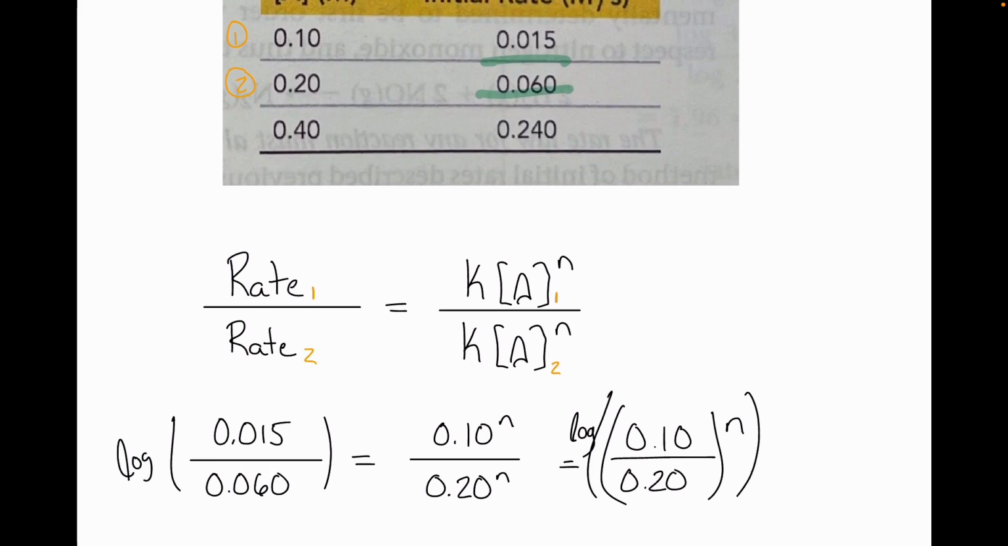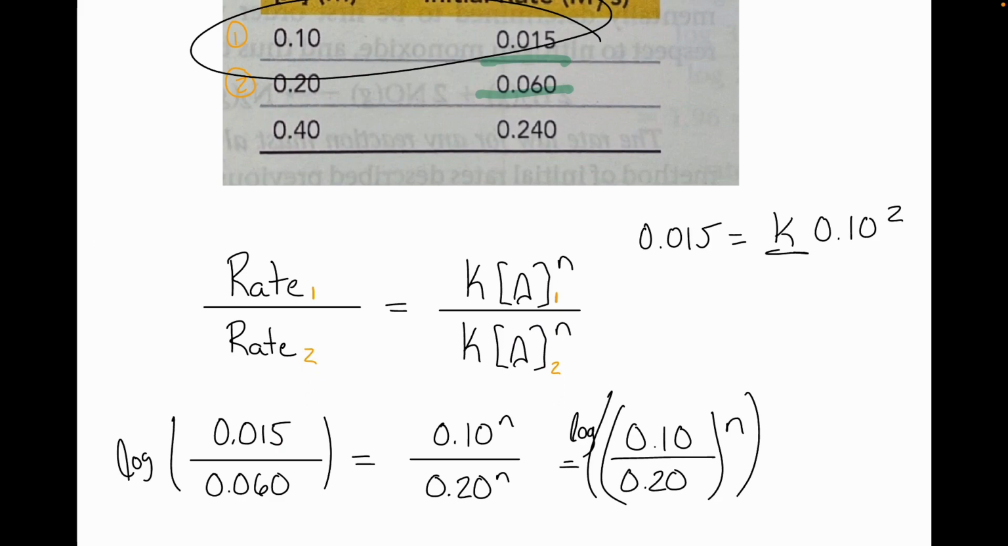All right, real quick. Now that I have my order, I can use this same data and actually solve for the rate constant k, right? Now that I have my order, I can pick one data point, 0.015 equals k times 0.10 squared, because I know my order, and that can allow me to solve for my rate constant k. So we can find both the order and our rate constant from this initial rate data.